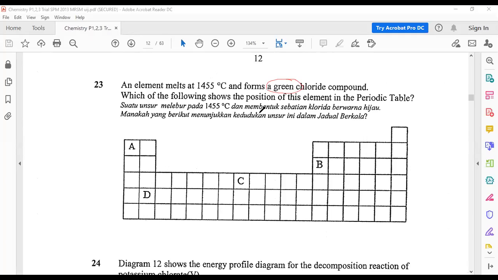Okay. Now, what is the position of the element? From the green here, it shows us that it is one of the special characteristics of the transition elements, where for the transition element, the special characteristic, number one, form colored compound. Okay, this is the colored compound.